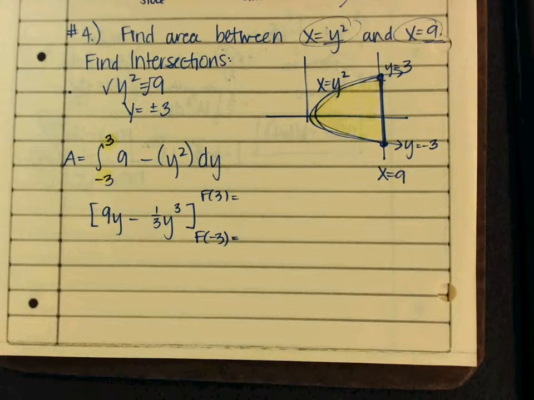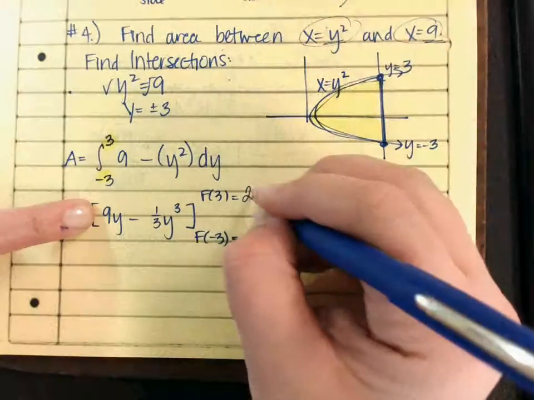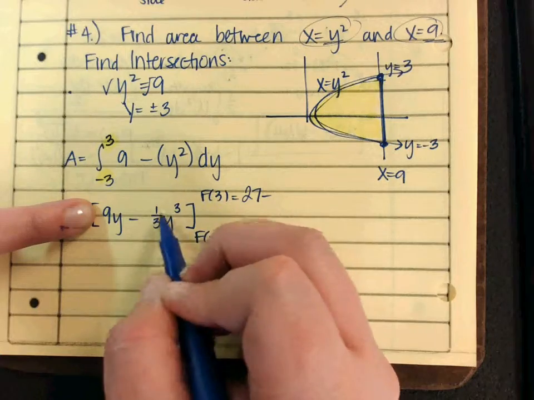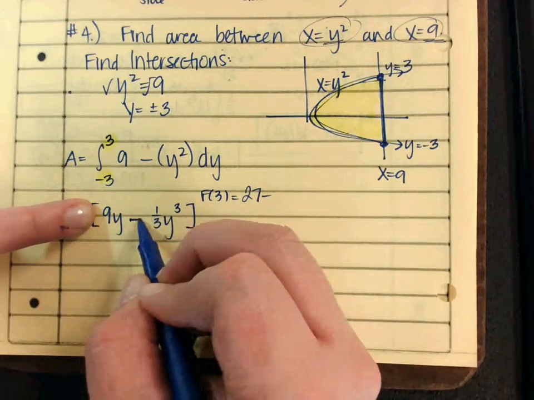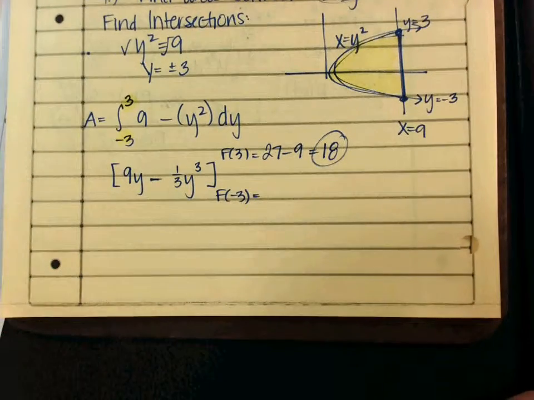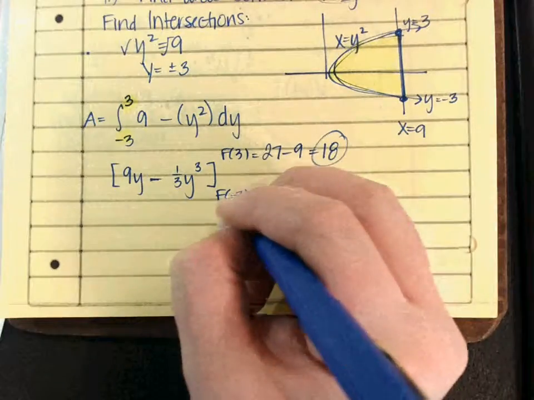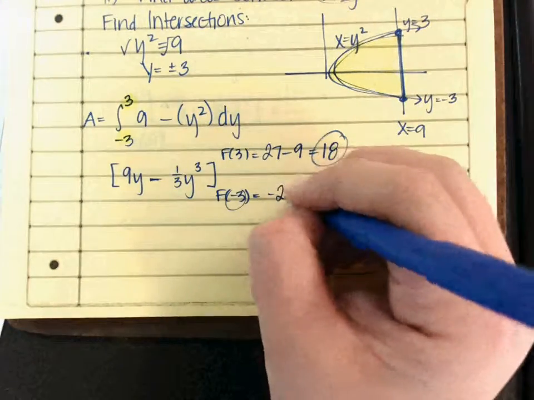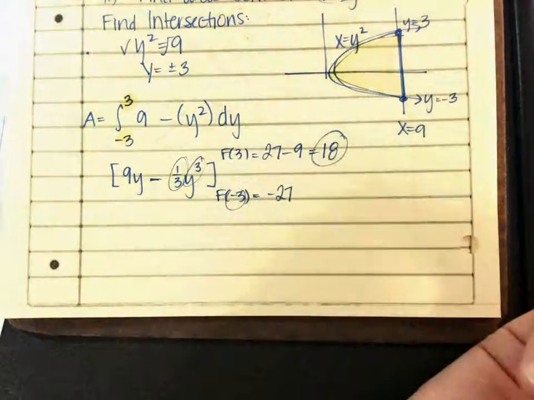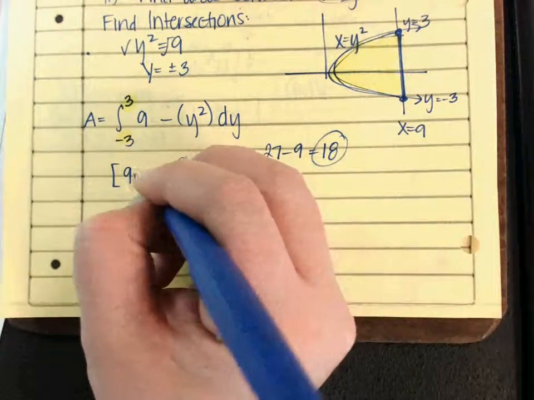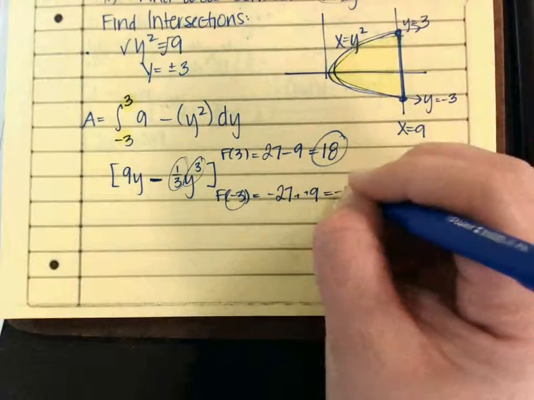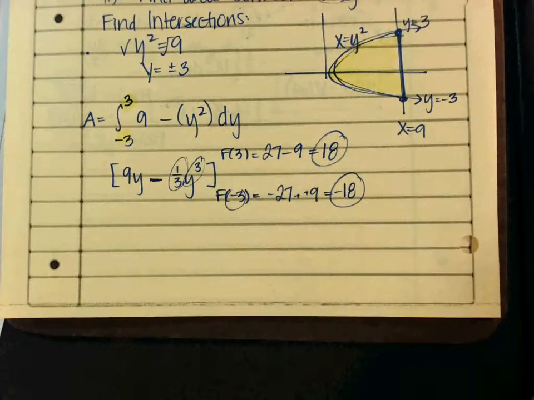Okay, let's say you were doing this one all the way out. So 3 times 9 is going to be 27 minus. 3 plugged in here is 27, divided by 3 is 9, but it's a minus in the middle. 27 minus 9 is 18. That's my upper value. Then for my lower value, I'm plugging in negative 3 times 9. That's a negative 27. And then negative 3 cubed here is negative 27, divided by 3 is negative 9. But then I have my minus here in the middle. So if it's minus negative 9, that's really a plus 9, which comes out to be negative 18.